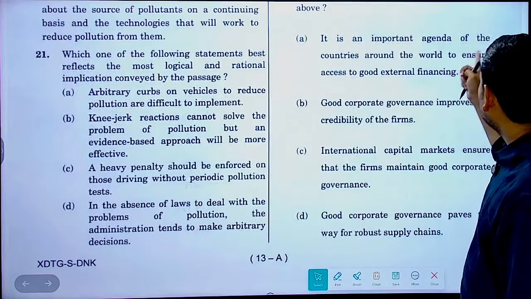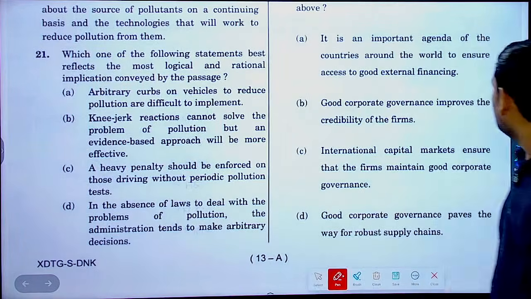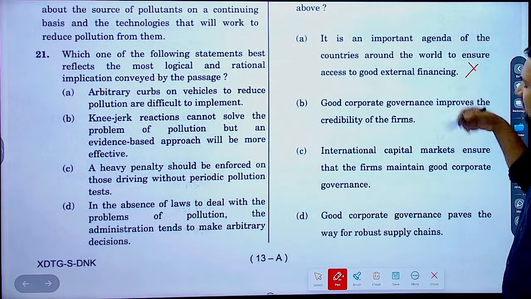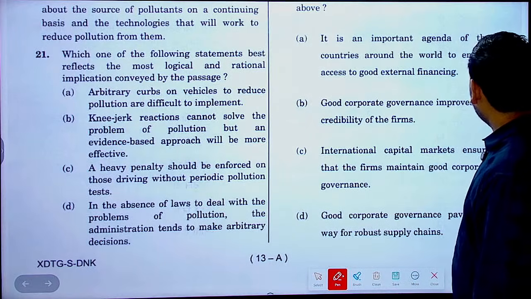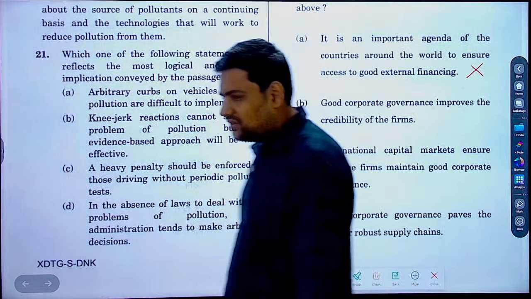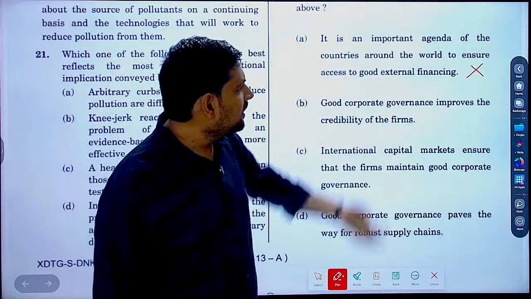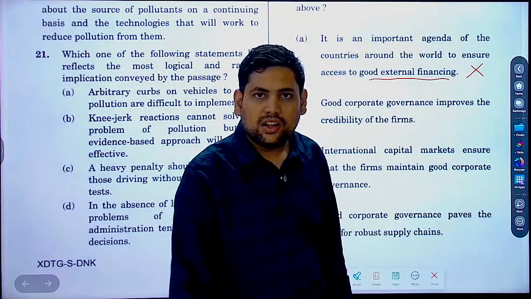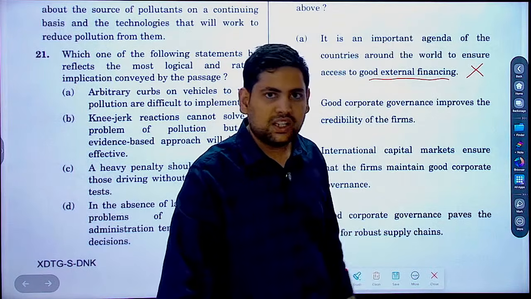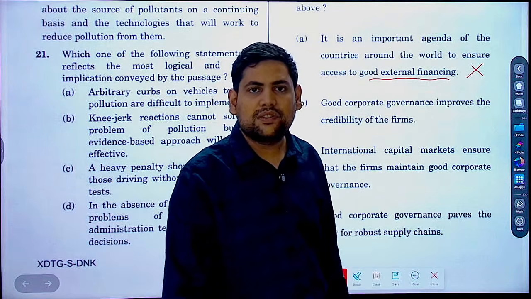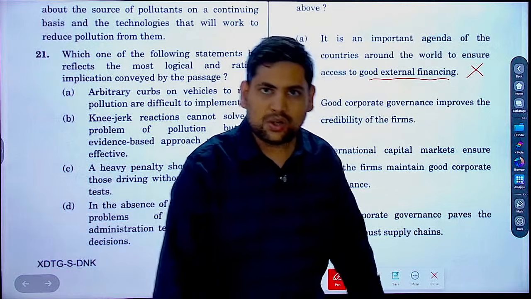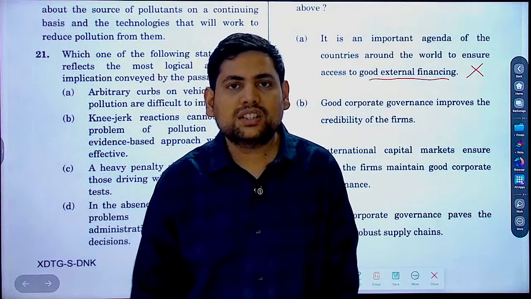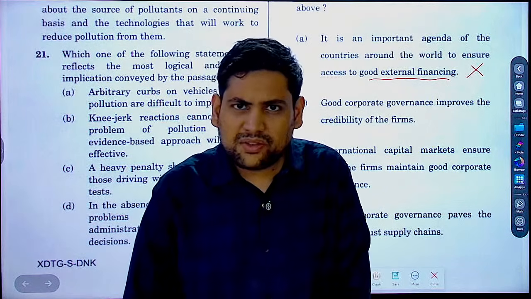Then, okay, it is important agenda of the countries around the world to ensure access to good external financing. Not really, not really. Why? Because why this should be an agenda of any country, that they should be getting good external financing, correct? Like India also has started depending less and less on external financing, correct? We mostly borrow from our own banks. That actually saves our country's currency. So it is not a very good thing to do.